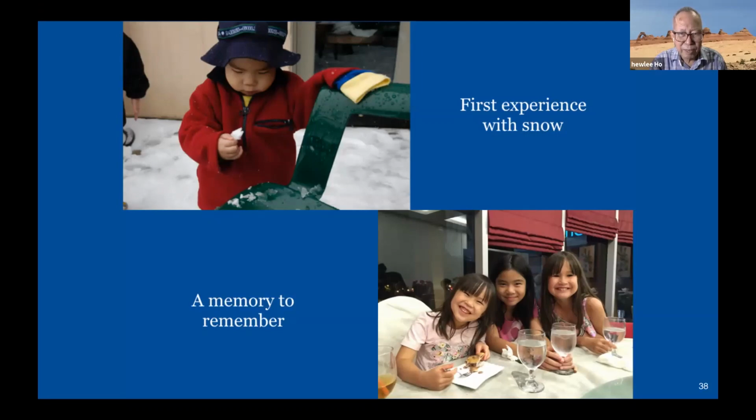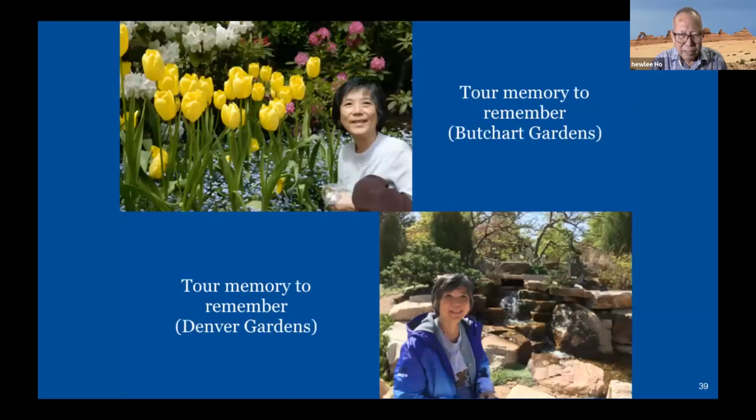These are some of my garden snapshots. This one is the Butchart Garden, one is Denver Garden. They're totally in different countries. Butchart Garden is in, I think, Canada, Vancouver. The other one is in the US, Denver. All these are in Butchart Garden.